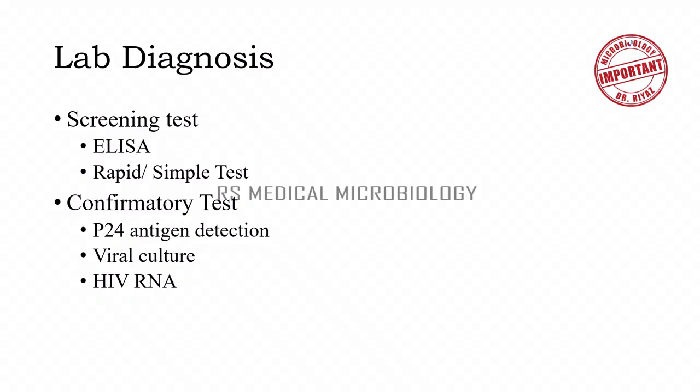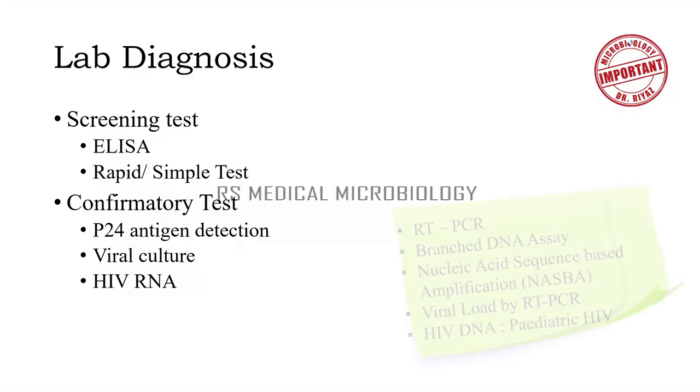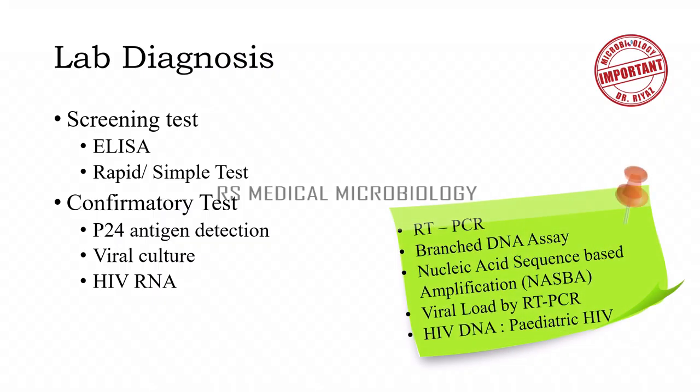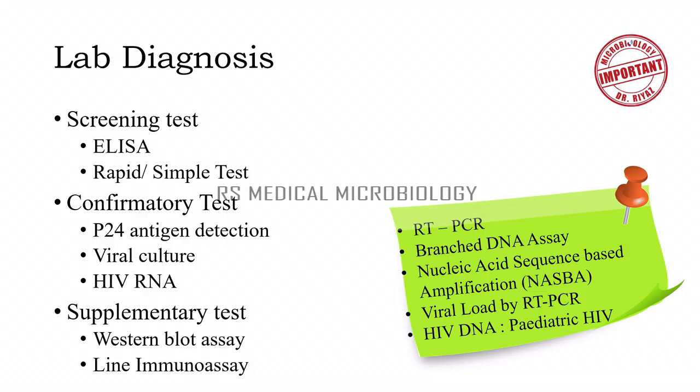As far as lab diagnosis of HIV is concerned, you can classify it into three parts. One is the screening test, which is your ELISA or rapid or simple test. Then the confirmatory test: you can have p24 antigen detection, viral culture, or HIV RNA testing. For HIV RNA testing, you can have RT-PCR, branched DNA assay, nucleic acid sequence based amplification, viral load by RT-PCR, and in cases of pediatric HIV, HIV proviral DNA is a more useful estimation, so that it can give you a clear picture.